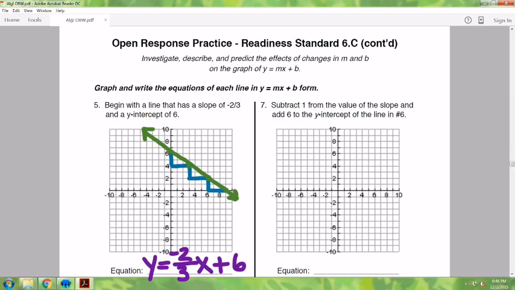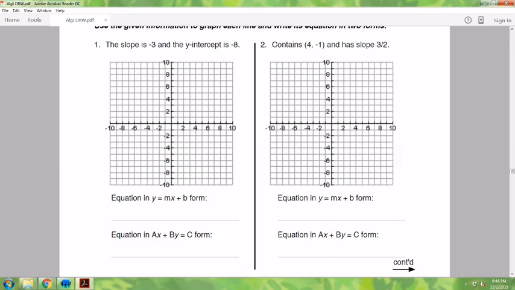Most of you did a pretty good job about starting the problems on this page. Just make sure that you continue. Each of the problems here, they're having you change something from the problem before, graph it, and then rewrite the equation. Okay, on the next page, they are giving you information about a linear function again. They want you to write the equation in slope-intercept form, and then they also want you to write it in standard form.